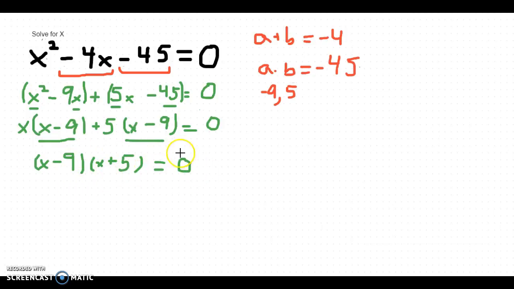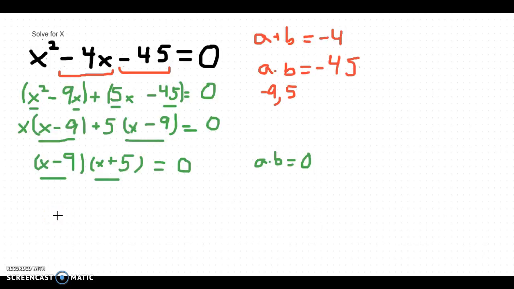And when we want it to be equal to 0, and we have two numbers, a and b, multiplying them to equal 0, we know that at least one, if not both of these numbers, has to be equal to 0 if you're multiplying them together and you get 0. Which means either x minus 9 or x plus 5 or both are equal to 0 in order to multiply them together to equal 0.